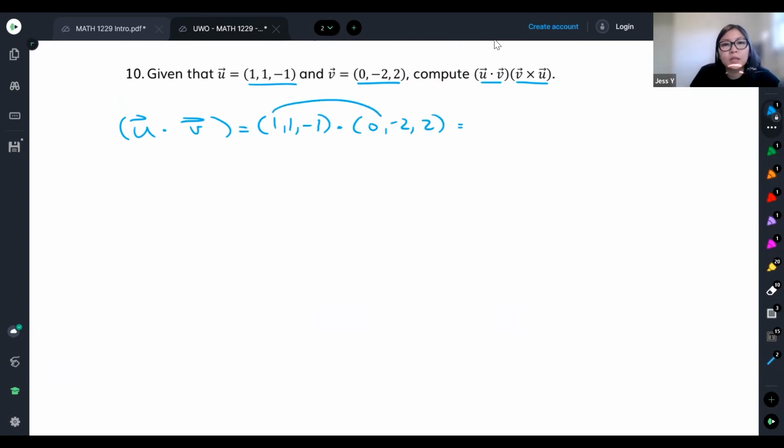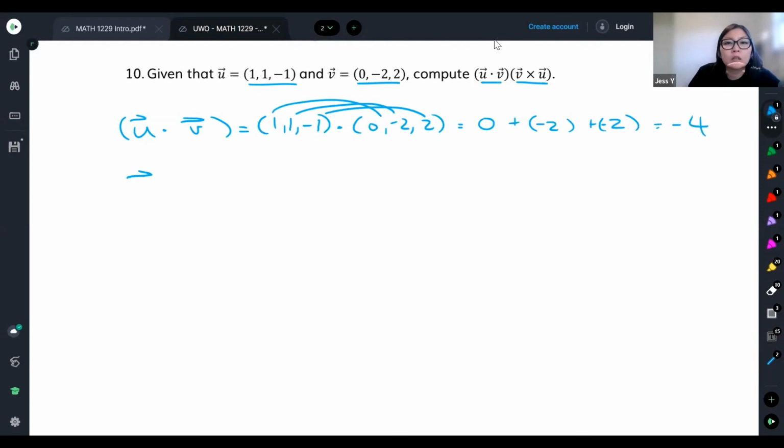Multiply the numbers. 1 times 0 is 0, plus 1 times negative 2 is negative 2, plus negative 1 times 2, my bad, is negative 2. Sorry about that. So this gives me negative 2 plus negative 2, which is negative 4, okay? So that's the dot product.